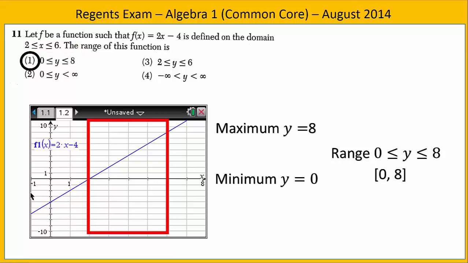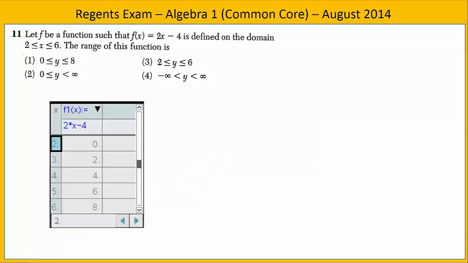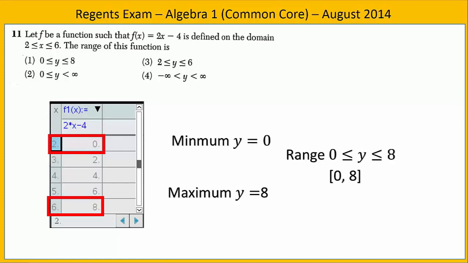Another way we could do this is we could look at a table of values. If we put the function f of x equals 2x minus 4 in the graphing calculator, and we go where x is 2 and where x is 6, we see that the lowest y value is 0, and the highest y value is 8. The other y values between there all fall between 0 and 8. And so once again, we can conclude that the range is from 0 to 8. Again, choice 1.